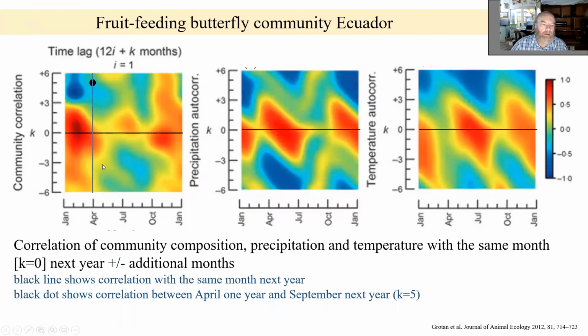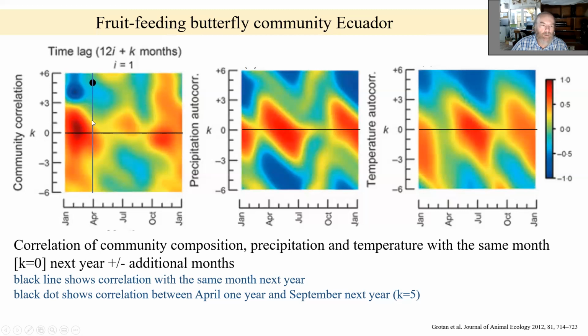This is the correlation of community composition with temperature, precipitation, and the community composition. So these are individual months, and then these with 0, this is how the correlation works with additional months.